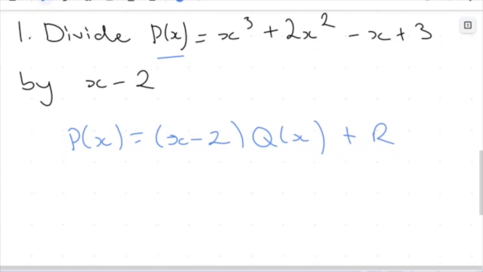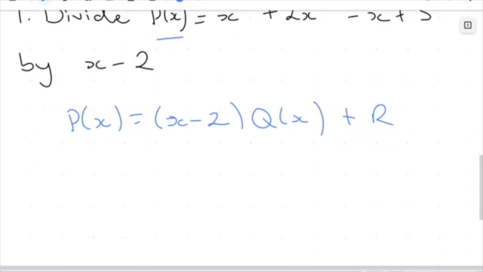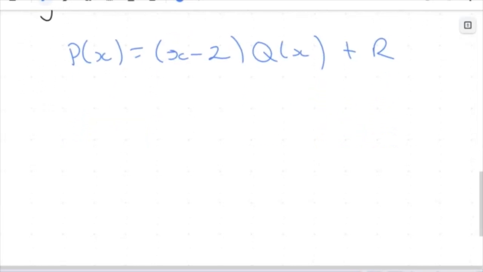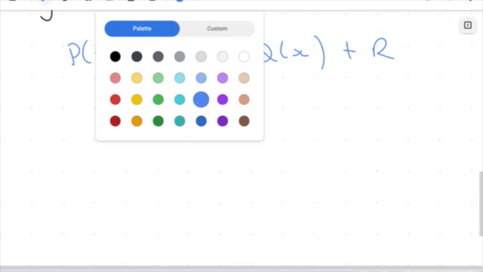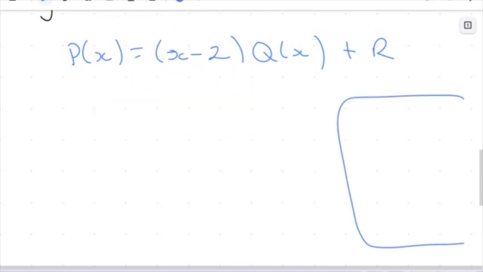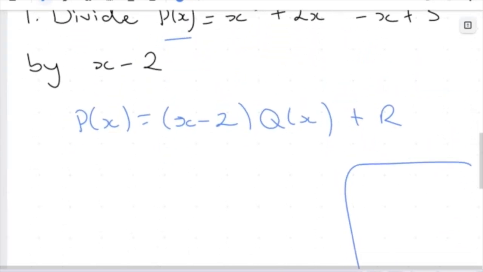Okay, so let's jump straight into here. We're going to recap the process we did in this previous example and apply it to polynomials. So in doing this, I'm also going to put this little box on the right hand side just for some extra working out.